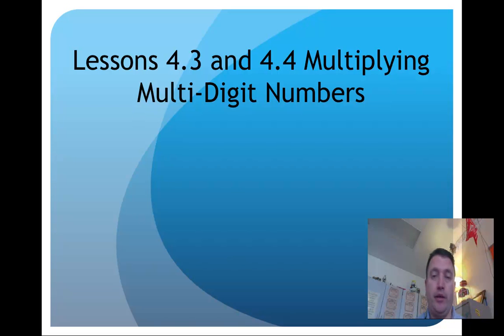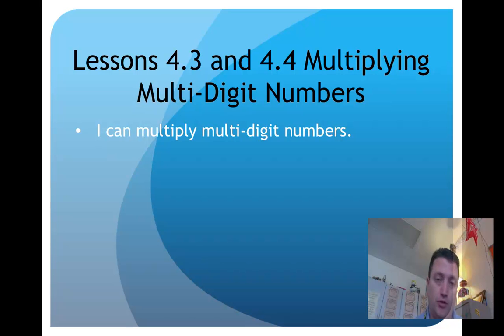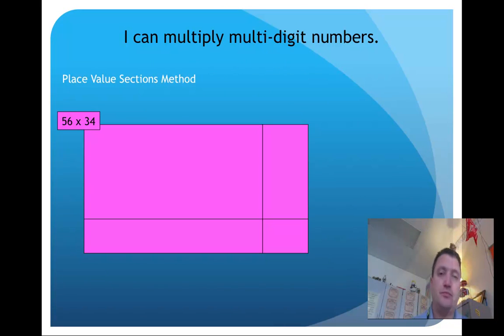You'll see plural here. I am going to give you a place in this video where you can pause and pick up the rest of it for the next night to watch the video, but I'm going to go through 4-3 and 4-4, which is multiplying multi-digit numbers. So I want you to write down the following I can statement. I can multiply multi-digit numbers. Okay? So here we go.